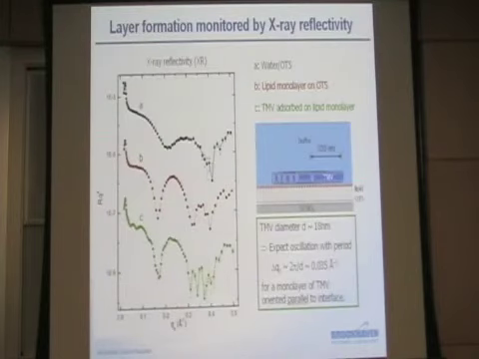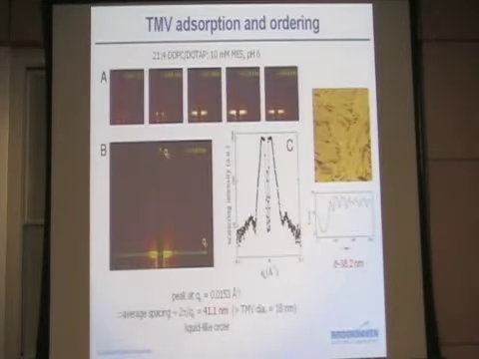Then we use X-ray reflectivity to monitor the growth of the monolayer. We find it's a monolayer of the TMV at the surface. Then we use GISAXS to study the in-plane structure of the surface. You can see the in-plane scattering becomes stronger and stronger as time goes after injection. And from the first order peaks, we can know the average spacing is about 40 nanometers. TMV images agree well with the X-rays.